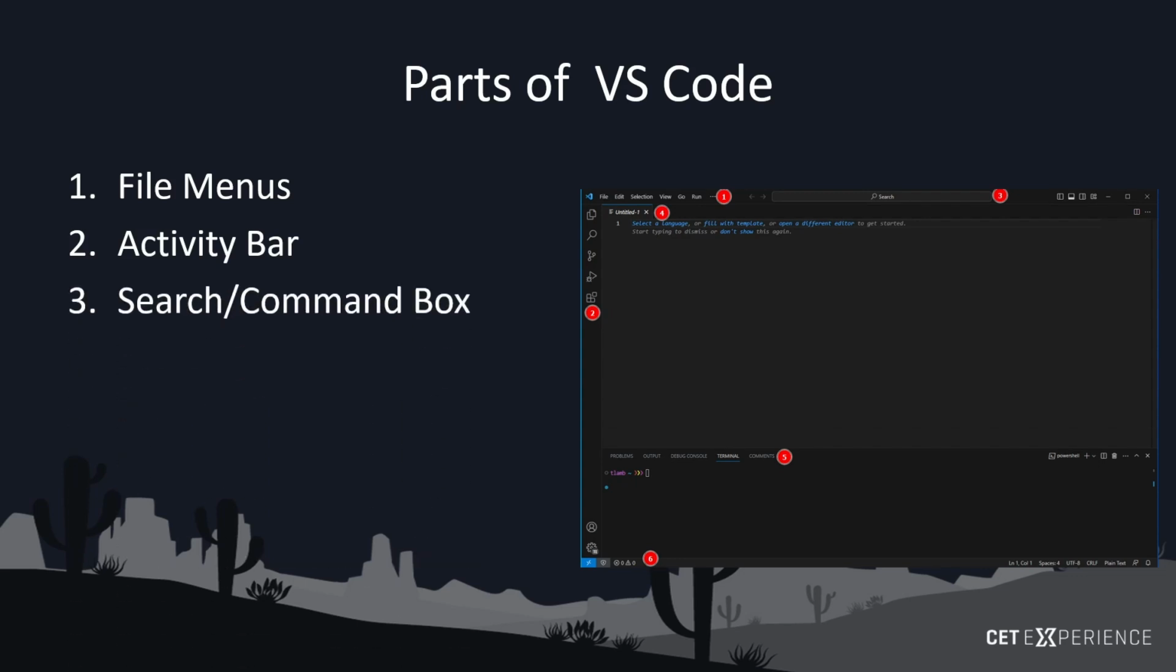But I think the most important tool is at the top, what I call the search or command box. I think it might have a more proper name, but that's what I call it. You can click to interact with this, and for just about any action you want to do within Visual Studio Code, you can click in here and get there very quickly.